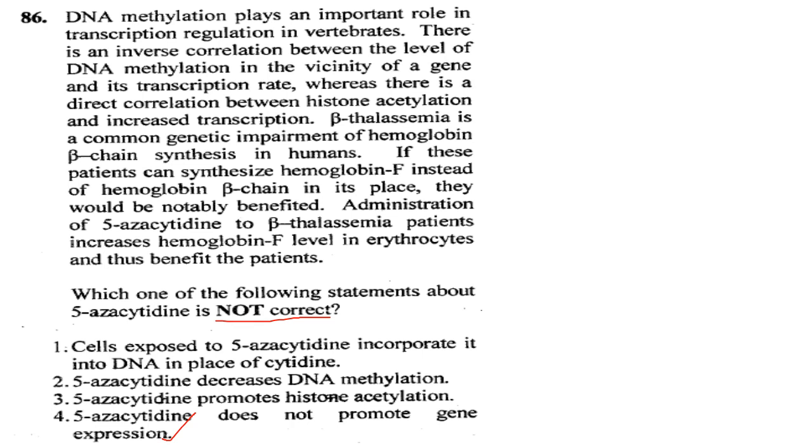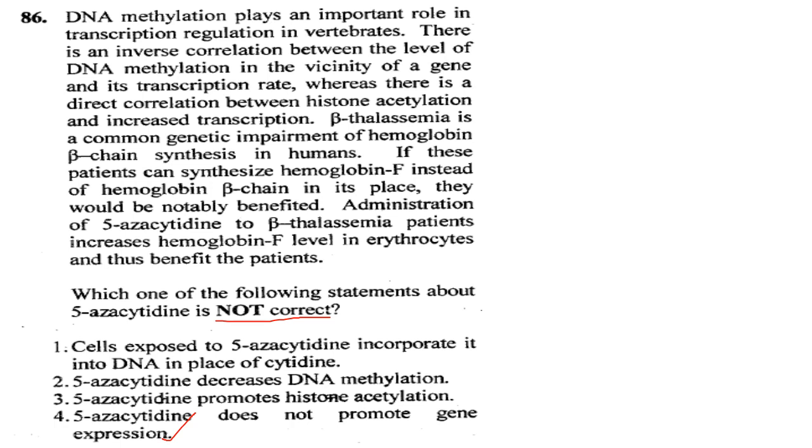Now, beta thalassemia is a common genetic impairment of hemoglobin beta chain synthesis in humans. If these patients can synthesize hemoglobin F in place of the hemoglobin beta chain, they would be notably benefited. So what they did was administration of 5-azacytidine to beta thalassemia patients, which increases hemoglobin F level in erythrocytes and thus benefits these patients. So what does this 5-azacytidine do? Which one of the following statements about 5-azacytidine is not correct?